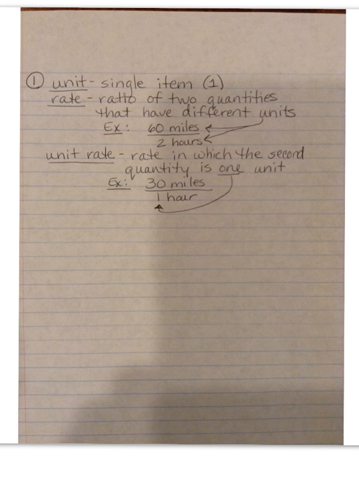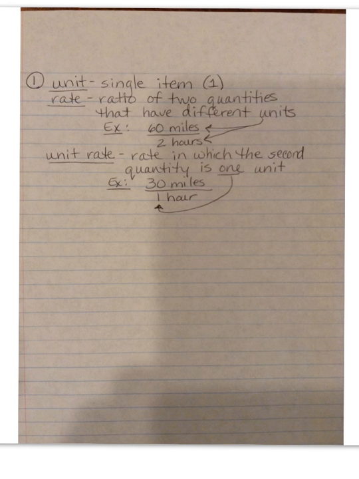Okay, so for box number 1, this is the information we're going to start with when we're talking about ratios and rates. So the first thing we want to do is define a few terms, and the first one is a unit. And a unit is a single item, so it could be 1 ounce or 1 pound or 1 mile or 1 hour, but it's when you break something down into just a single item of 1.